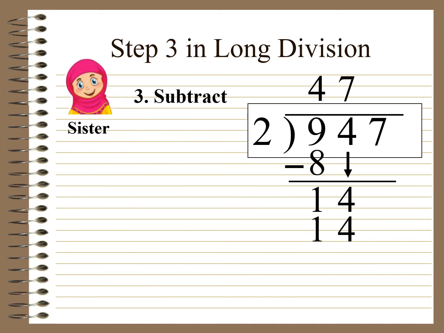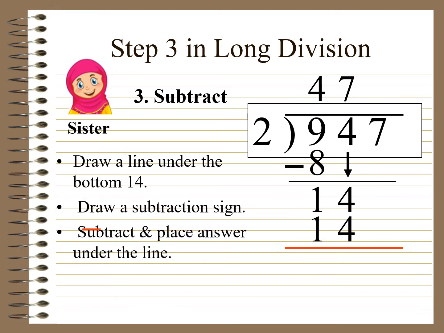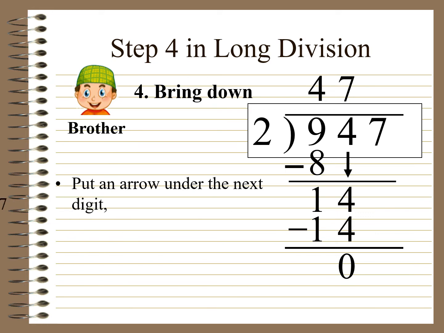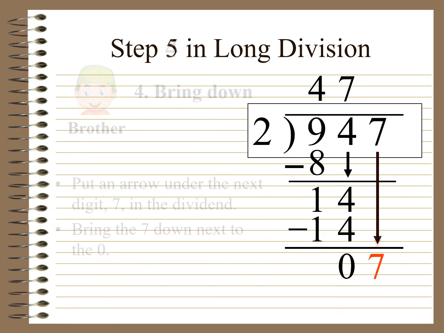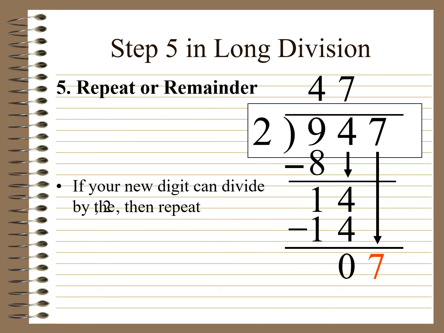Sister, subtract. Draw a line under the bottom 14. Draw a subtraction sign. Subtract and place answer under the line. Brother, bring down. Put an arrow under the next digit, 7, in the dividend. Bring the 7 down next to the 0. Then, repeat or remainder. If your new digit can divide by 2, then repeat the steps of division.